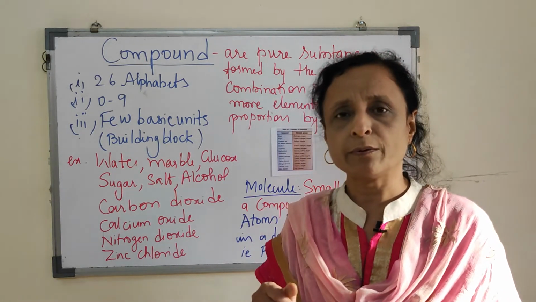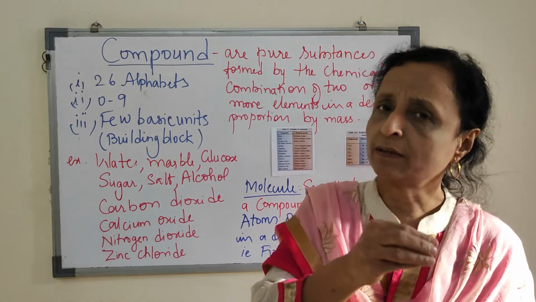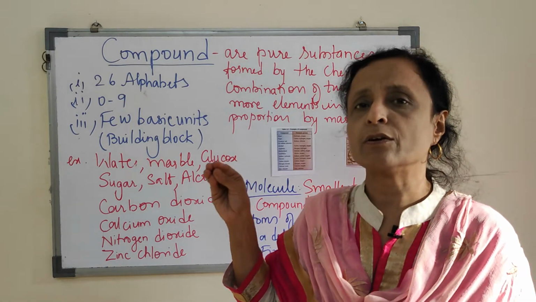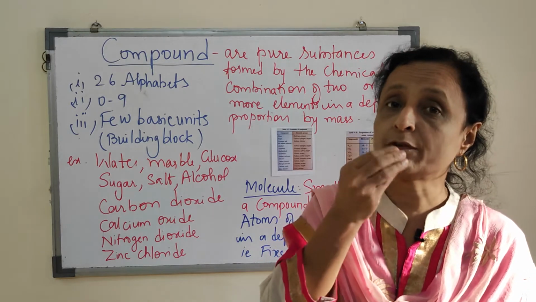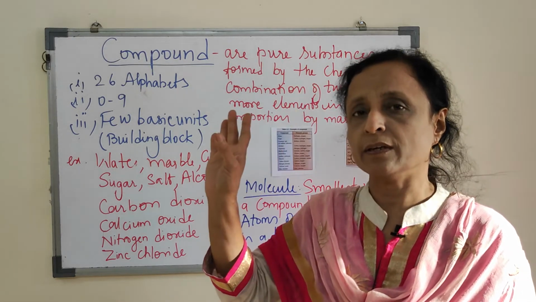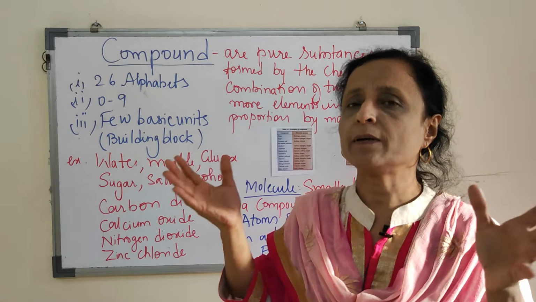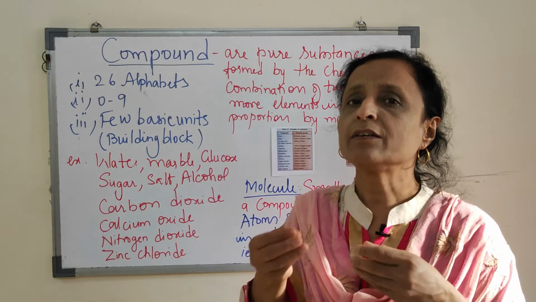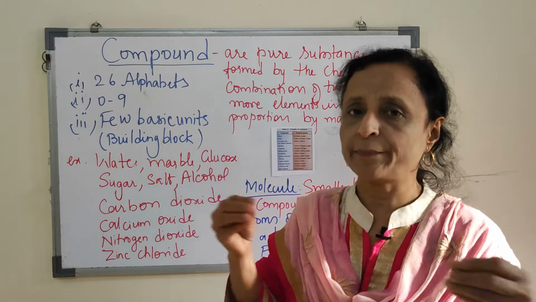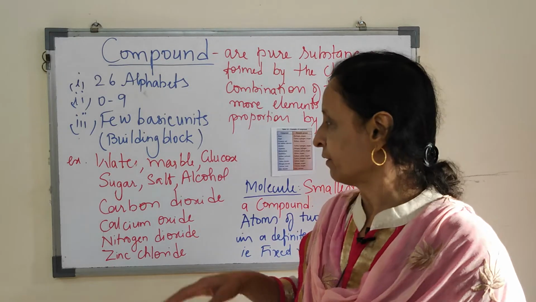Salt is sodium chloride, which you eat every day. Sodium is a metal, chlorine is a non-metal. Sodium, if you eat like this, you will die. Chlorine, if you inhale, you will die. But when they combine together, then their properties completely become different and you eat it every day. But separated, they are very harmful. Together, they are very beneficial.